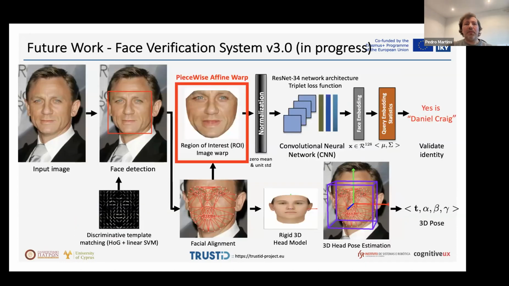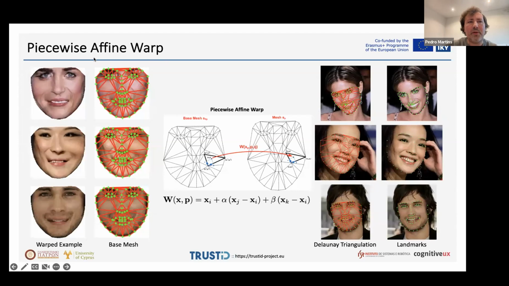Okay, this is the final part. We are working on an improved version, which will eventually be the third version of the system, where in essence we are improving the input of the network. So the input, instead of being just a tight warp like before, is something else, okay? And this is a so-called piecewise affine warp.